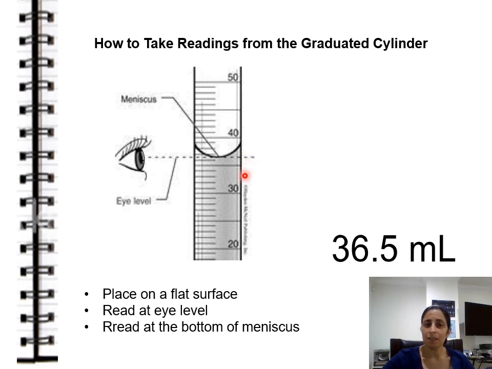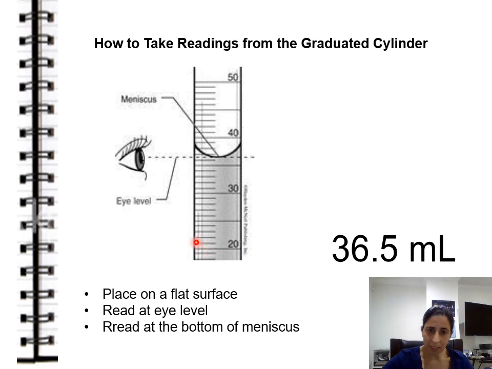Our graduated cylinders have an error of plus or minus 0.5, which means that we can read them to the correct significant figures within 0.5 milliliters, okay? And remember, 0.5 milliliters is the same thing as centimeters cubed. Now, what that means is this last digit is either a 0 or a 5. And remember that we can always read one past the markings.